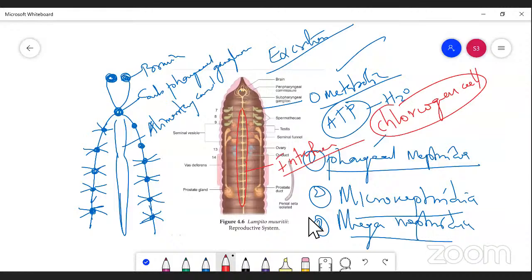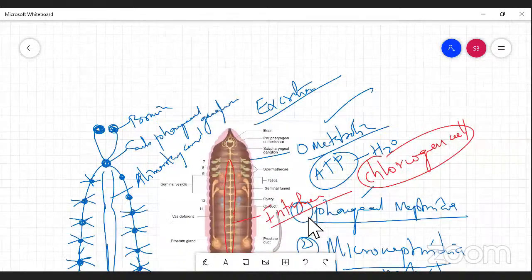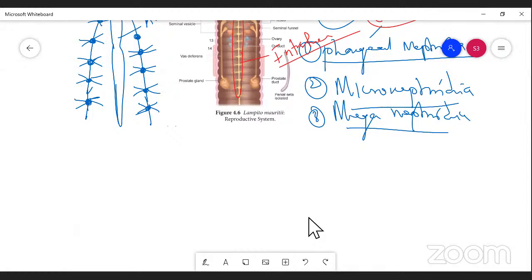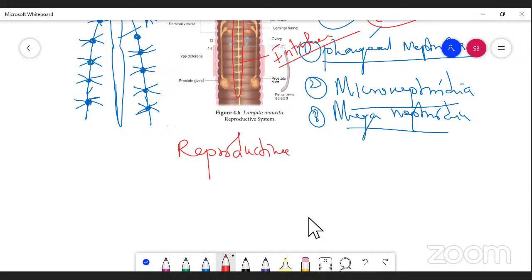The third one is the reproductive system, which I have already explained many times. The animal we are talking about, the earthworm, is a hermaphroditic animal, otherwise called a monoecious animal. We call it hermaphroditic or monoecious because male and female reproductive organs are present in the same individual. What is the meaning of monoecious or hermaphroditic?